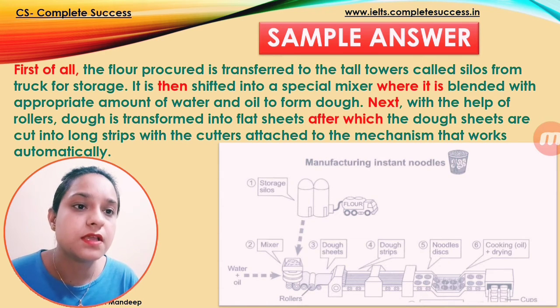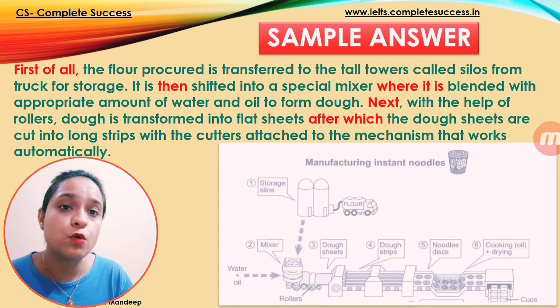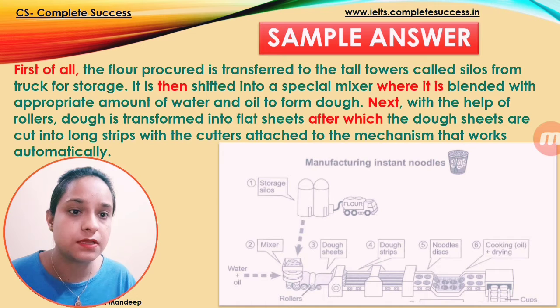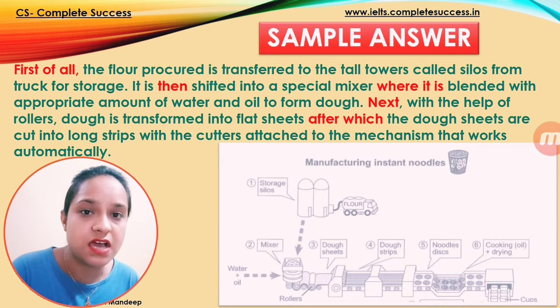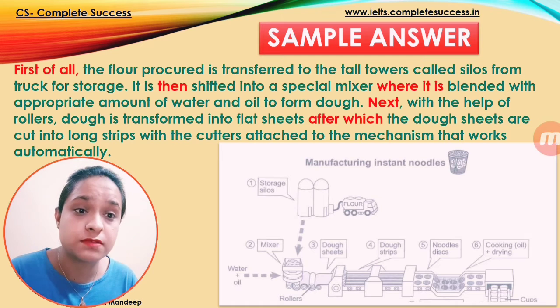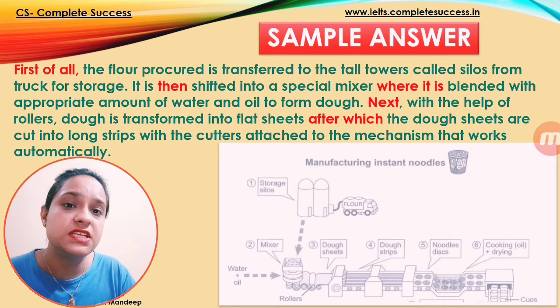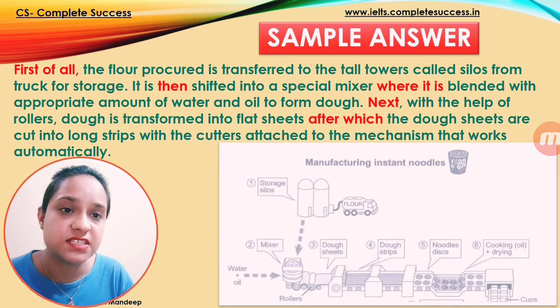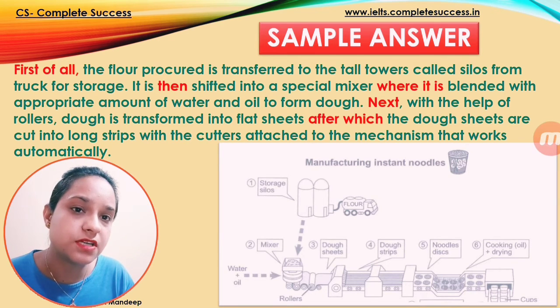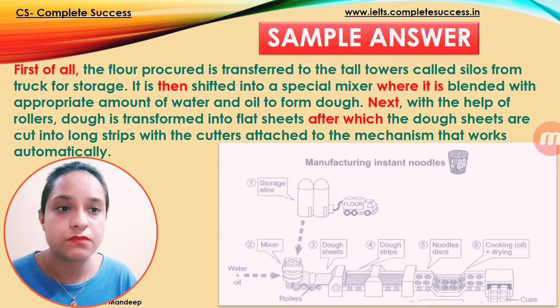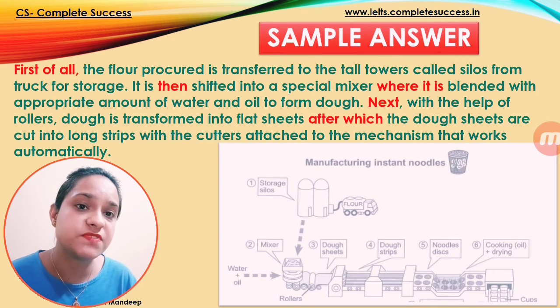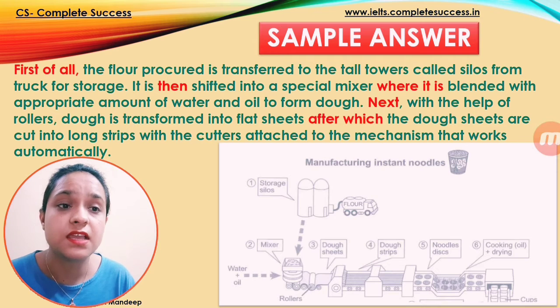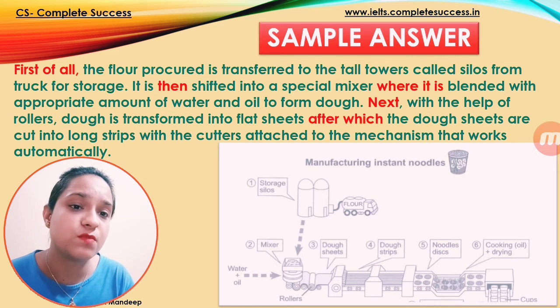After that, or next, with the help of rollers, dough is transformed into flat sheets. Because there are sheets, obviously these are flat sheets. The dough is transformed into flat sheets, after which the dough sheets are cut into long strips. We can see that these are long strips. Because the sheets are cut into strips, these will obviously be cut with cutters, so we can write it as the dough sheets are cut into long strips with the cutters that are attached to the mechanism that works automatically. I have focused on the word automatic because they are moving automatically.